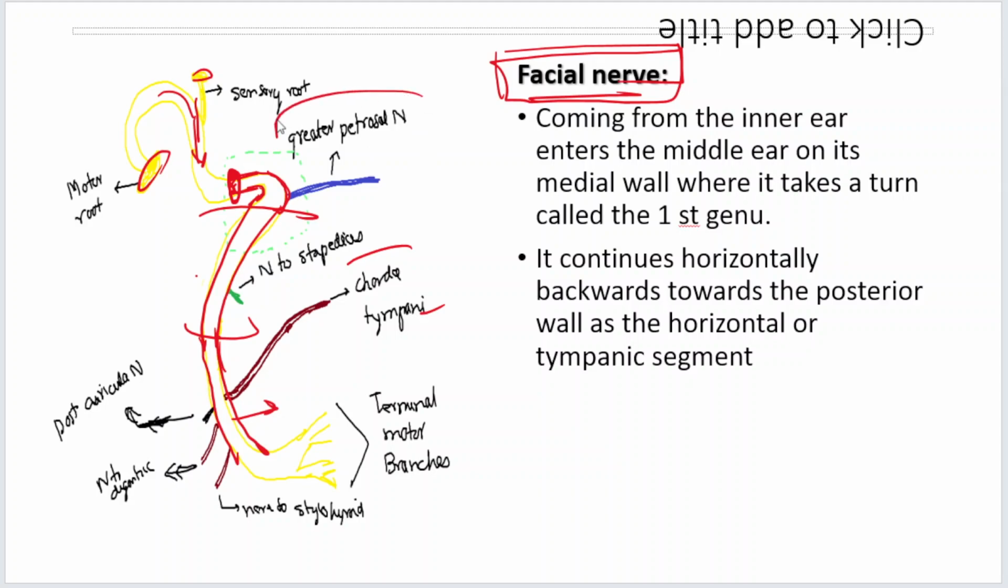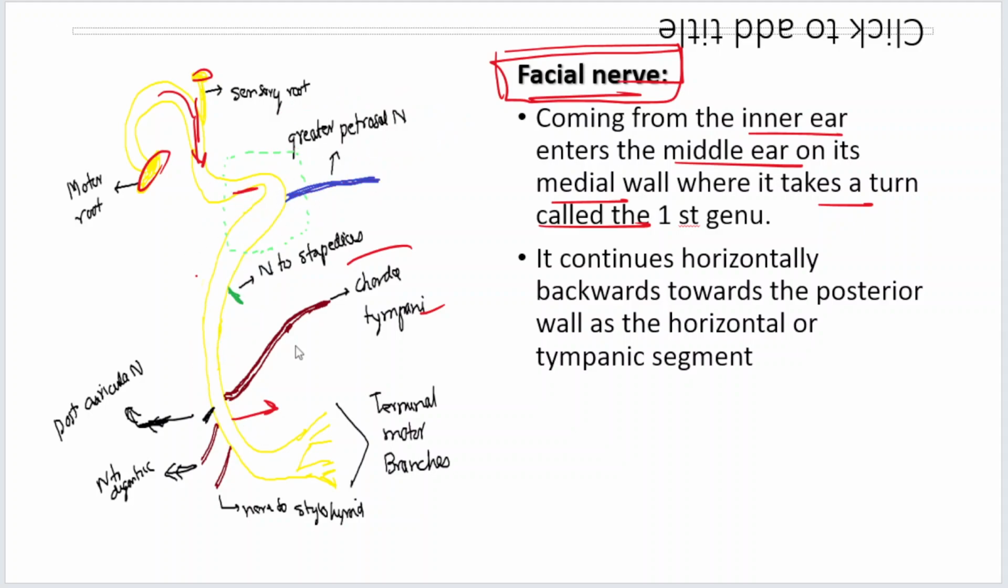These are the various branches. When we talk about the facial nerve, we'll come in depth about it. From the first genu there is a branch called the greater petrosal nerve, the greater superficial petrosal nerve. So the facial nerve coming from the inner ear enters the middle ear on its medial wall, where it takes a turn called the first genu. So that's the same thing that I told you now.